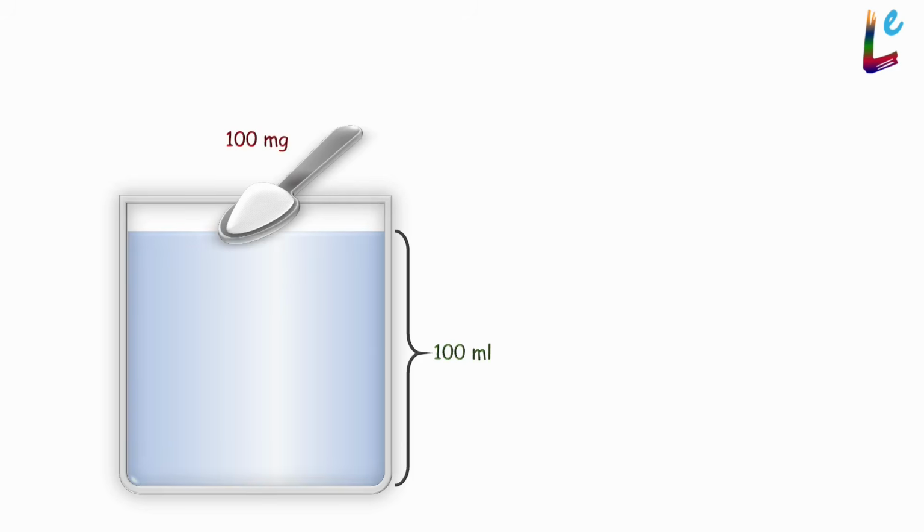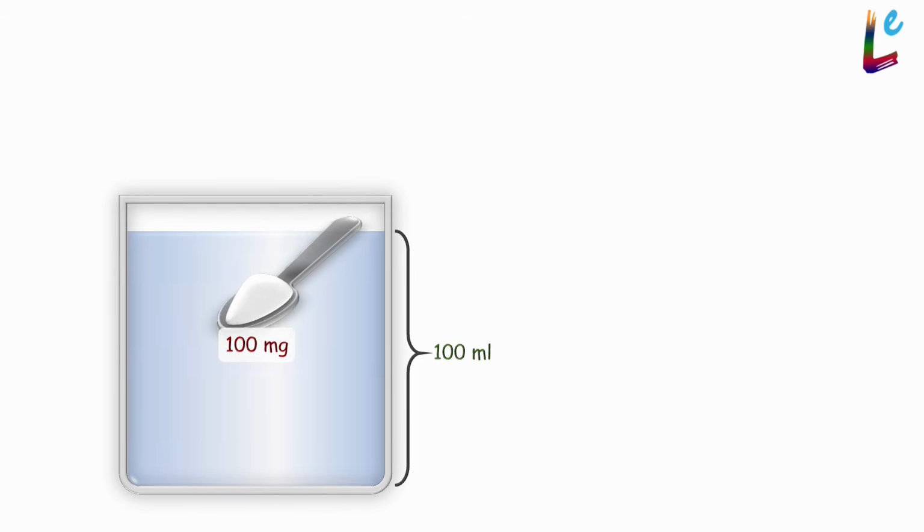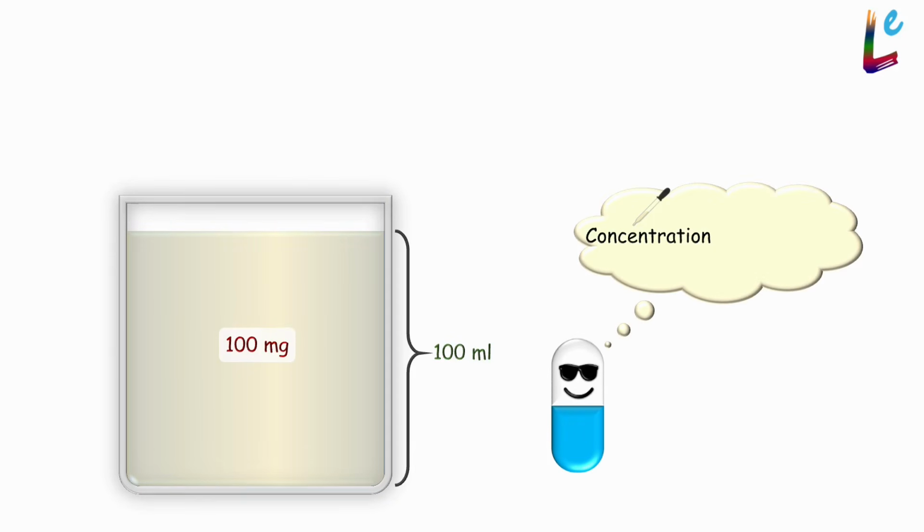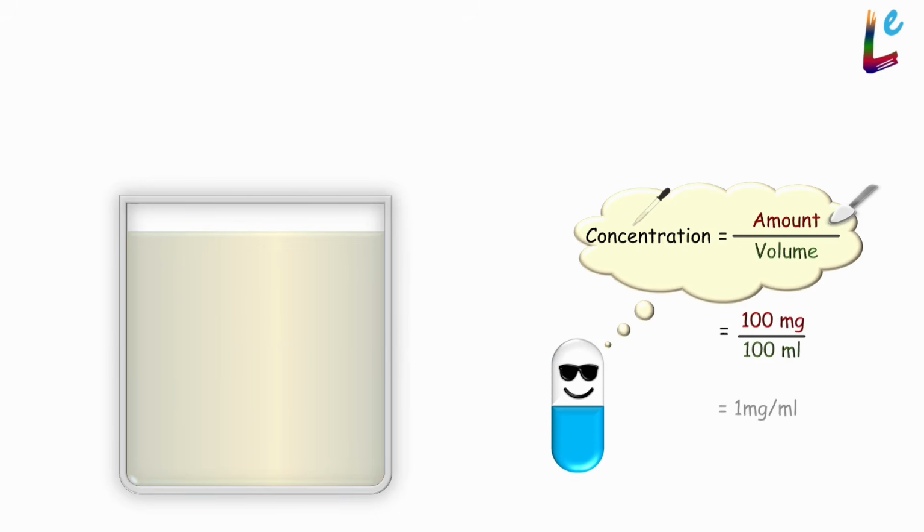Let's add 100 milligrams of a drug that disperses evenly throughout the tub. The concentration of the solution can be calculated using the equation concentration is equal to amount by volume, which is equal to 100 milligrams divided by 100 ml, which is equal to 1 milligram per ml.